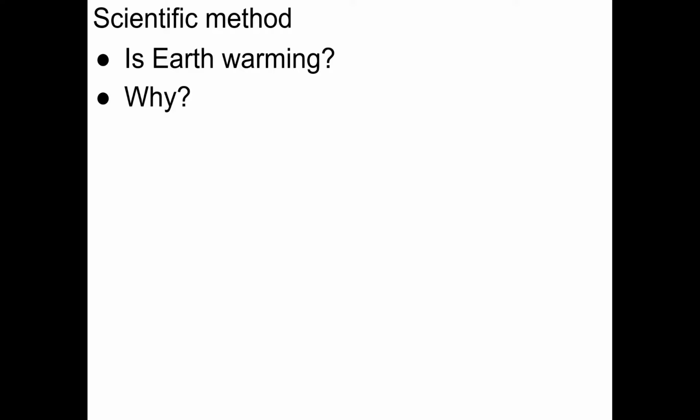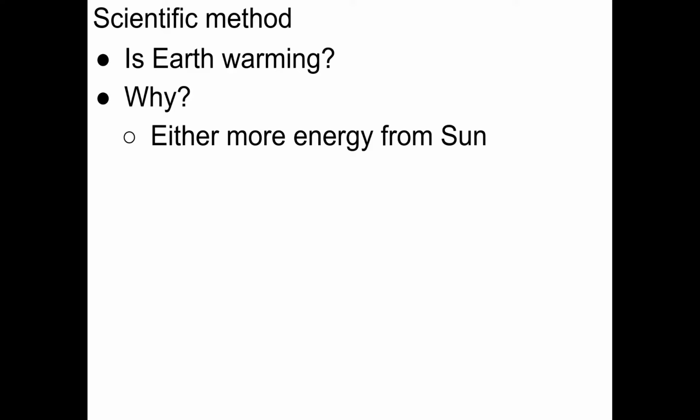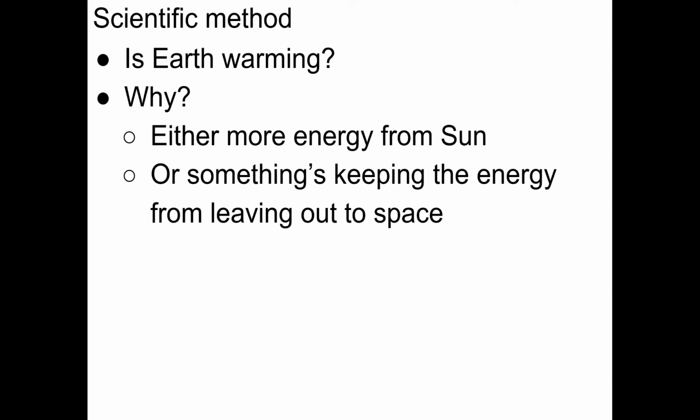Okay, so why is Earth warming? I can only come up with two reasons why Earth would be getting warmer. Reason one is we're getting more energy from the sun. Because we know it's warming, either more energy is coming in from the sun, or something is trapping that heat, making the Earth warmer and warmer. So either we're getting more energy from the sun, or something is keeping the heat from leaving. More of the energy is sticking around. If it left, Earth would be cooler. If it sticks around, Earth gets warmer.